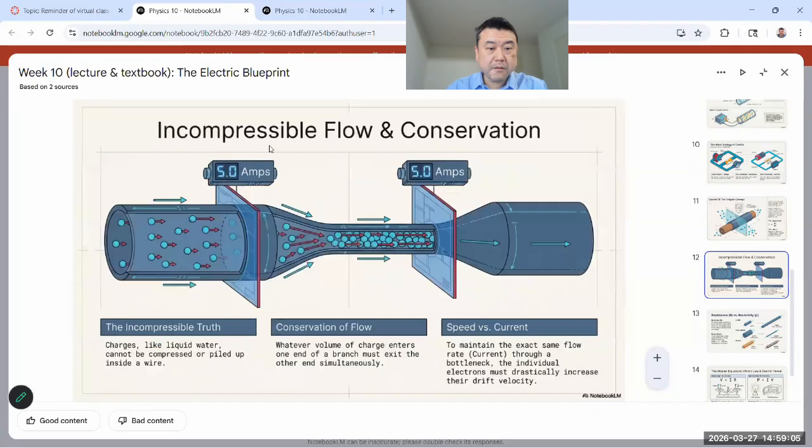Good. Incompressible flow and conservation. If you imagine these are water elements, then as they go through the narrow portion, the same amount that flows in has to flow out. So what the water molecules end up doing is just moving faster. To maintain the exact same flow rate, current, through a bottleneck, the individual electrons must drastically increase their drift velocity.